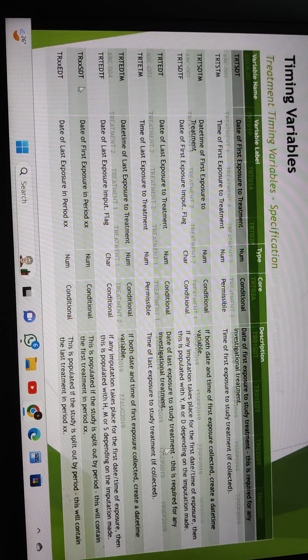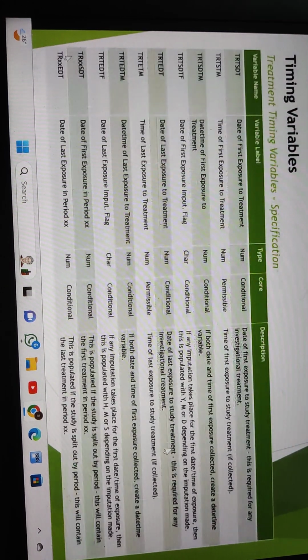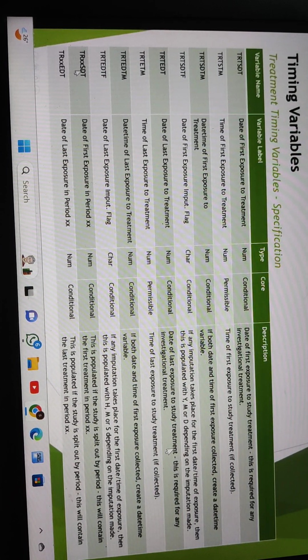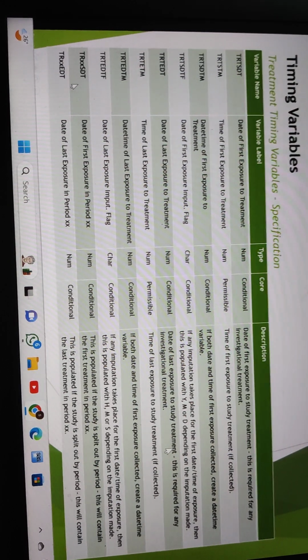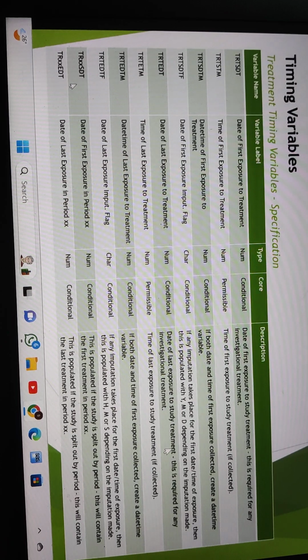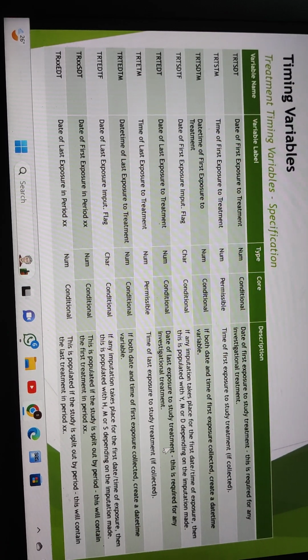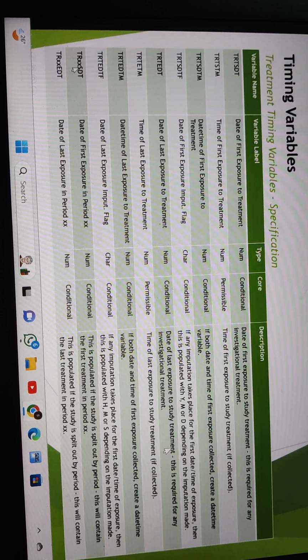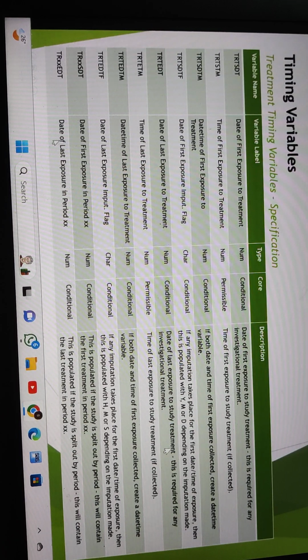Then next, TRT01SDT, which is nothing but the 01, 02 variables. If you remember what we discussed in the previous slide, if you have multiple treatments, then 01, 02 will be represented. Likewise, each and every treatment start and end date will be there. That's why it is the treatment timing. TRT01SDT is nothing but the start date of the first treatment, then the second treatment, likewise.